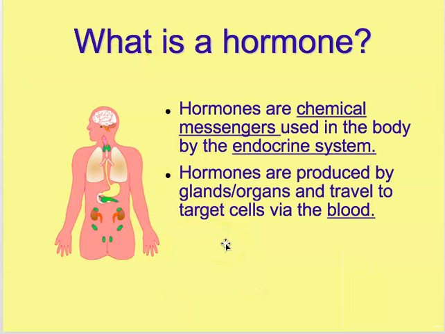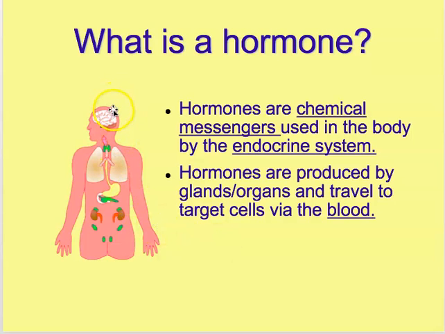You might want to jot this down in your books. A hormone is a chemical messenger which is used in the body by the endocrine system. So it's a chemical, okay? Hormones are also made of protein and they travel from one part of the body to another where they are needed via the blood. Okay, so they go to target cells in target organs via the bloodstream.